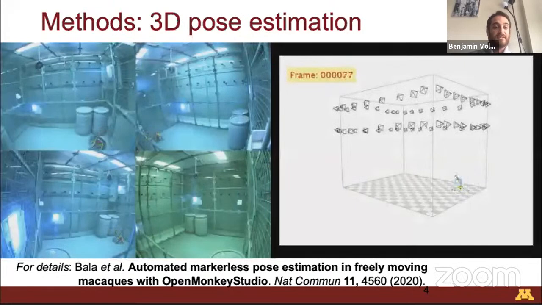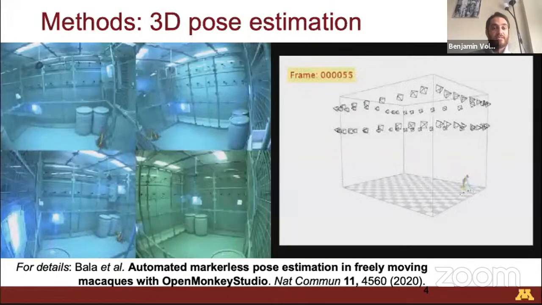So on the left is a video of the monkey from 4 different camera views, and the colored lines are the reconstructed skeleton of the monkey, where we're tracking key joints like the neck, hands, head, or tail. And as you can see, we can track the monkey very well, even when some of the camera views have occluded joints or don't even capture the monkey.